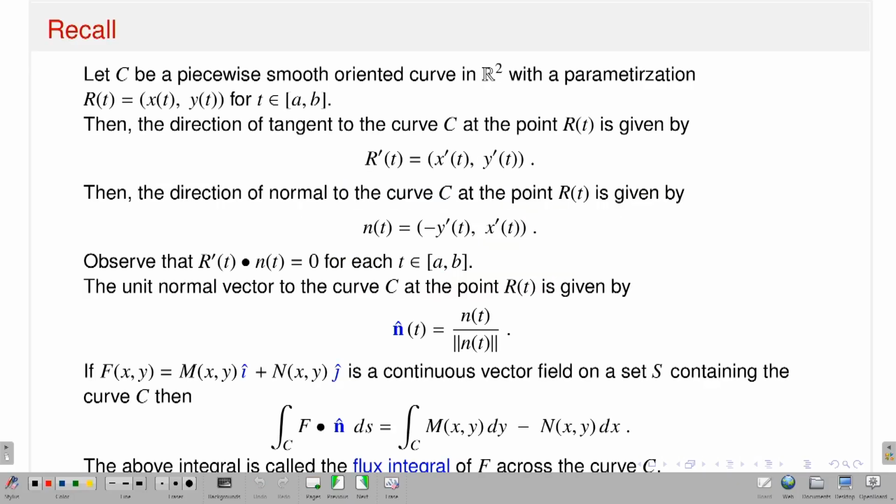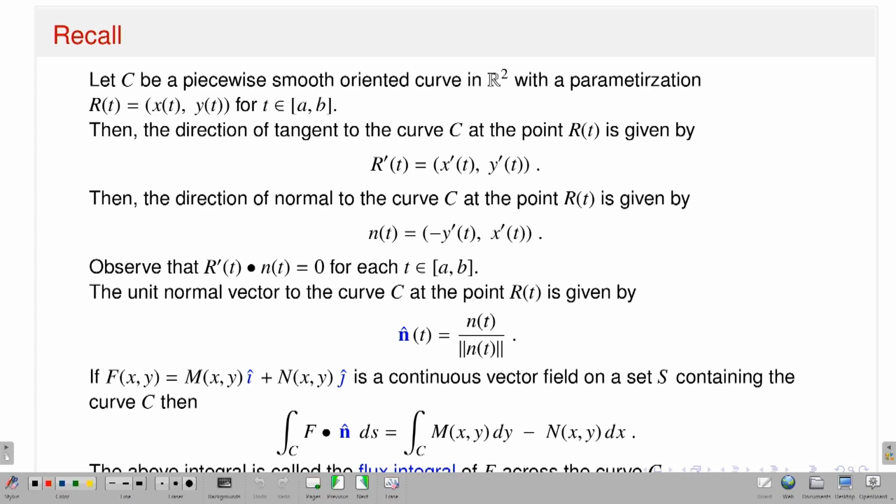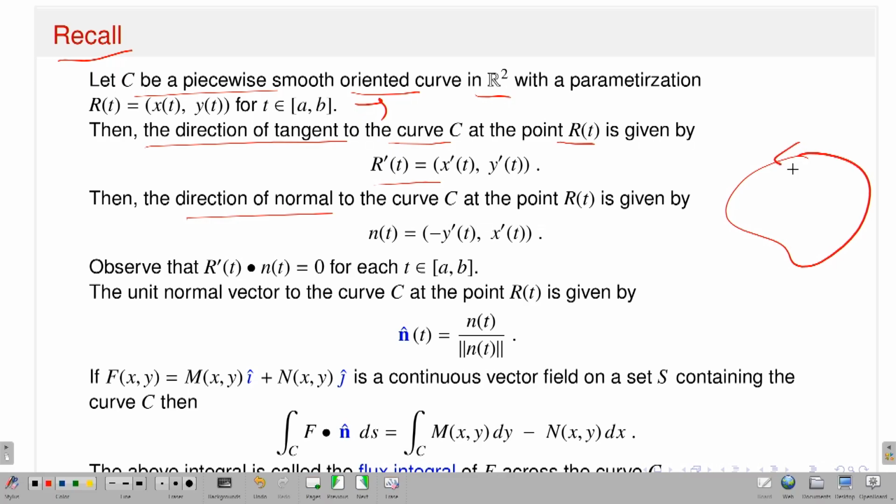So, just to give a statement of Green's theorem in vectorial form, I need to recall a couple of concepts. Let C be a piecewise smooth oriented curve in R2 with my parameterization x(t), y(t). Then the direction of the tangent to the curve is r prime t, which is nothing but x prime t, y prime t. Then what is the direction of the normal? If I have a curve C, this is my direction of the tangent. So what is the normal? It is perpendicular to this one.